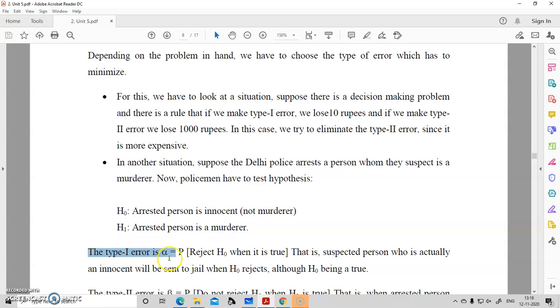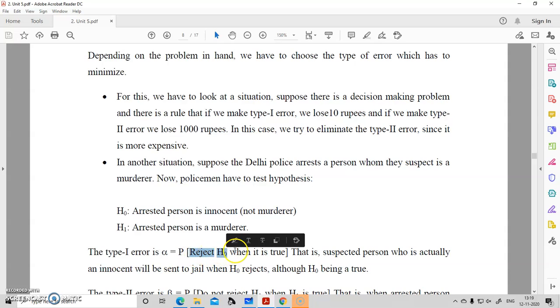So type 1 error, alpha error, that is rejecting H0. Rejecting H0 means when the arrested person is innocent, we reject it, which means we conclude that he is a murderer. Type 1 error alpha, we have seen already, right? Reject H0, that is the arrested person is innocent. If you reject it, the complement is that he is a murderer. The police concludes that he is a murderer.